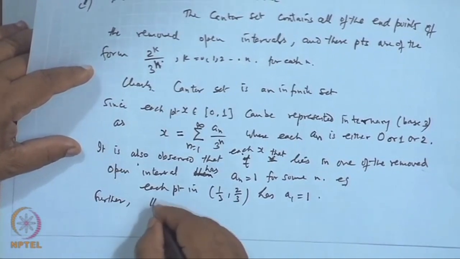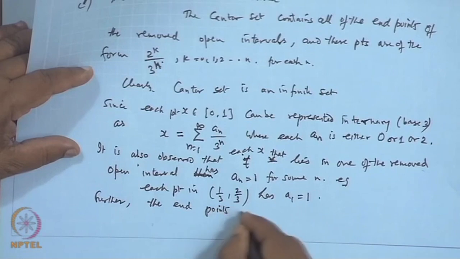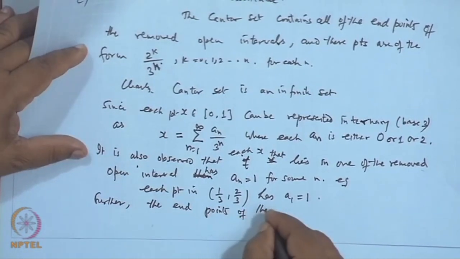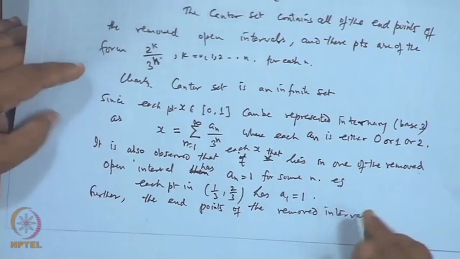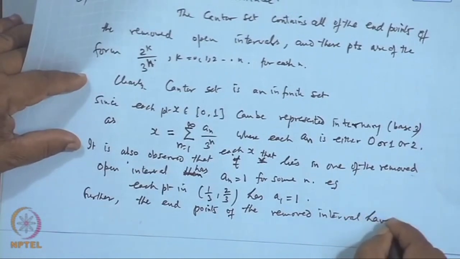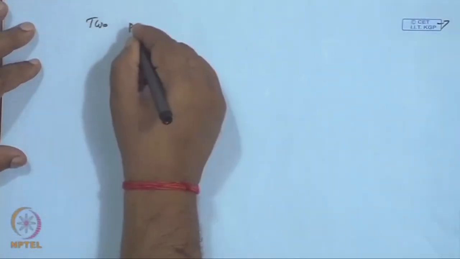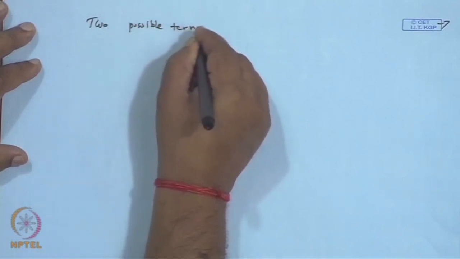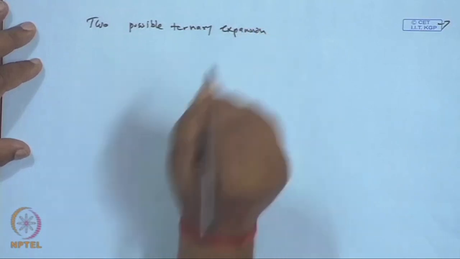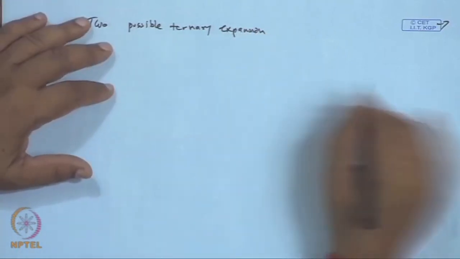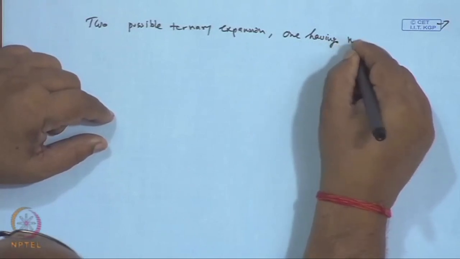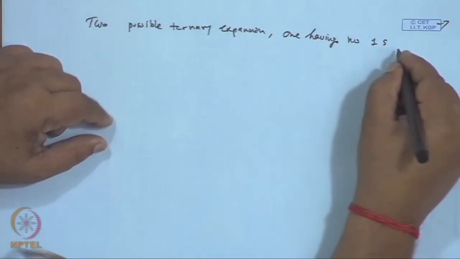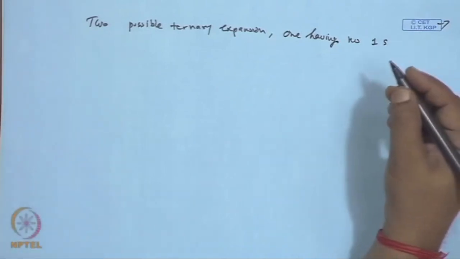the end points of the removed interval, say 1/3, 2/3, have 2 possible ternary expansions, one having no ones and the other maybe some ones or twos.